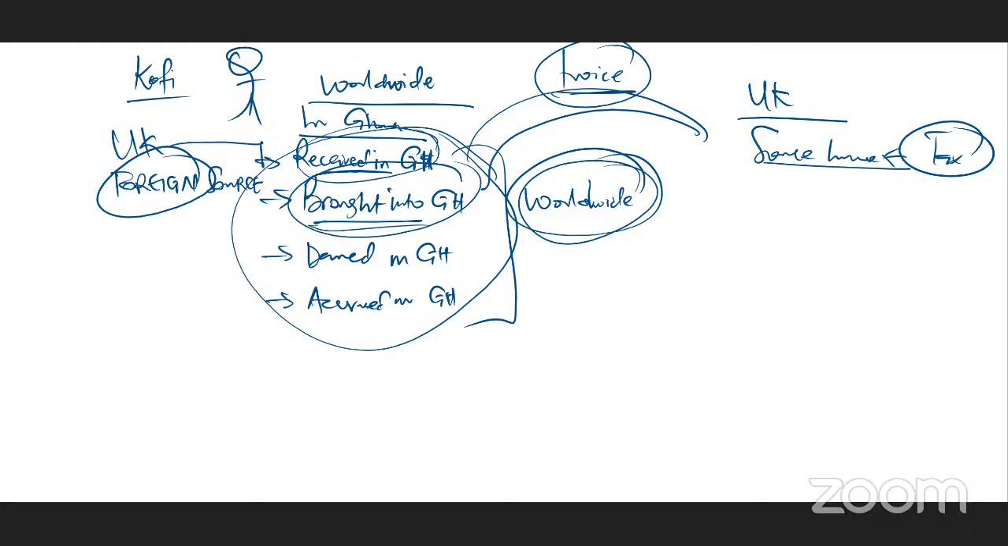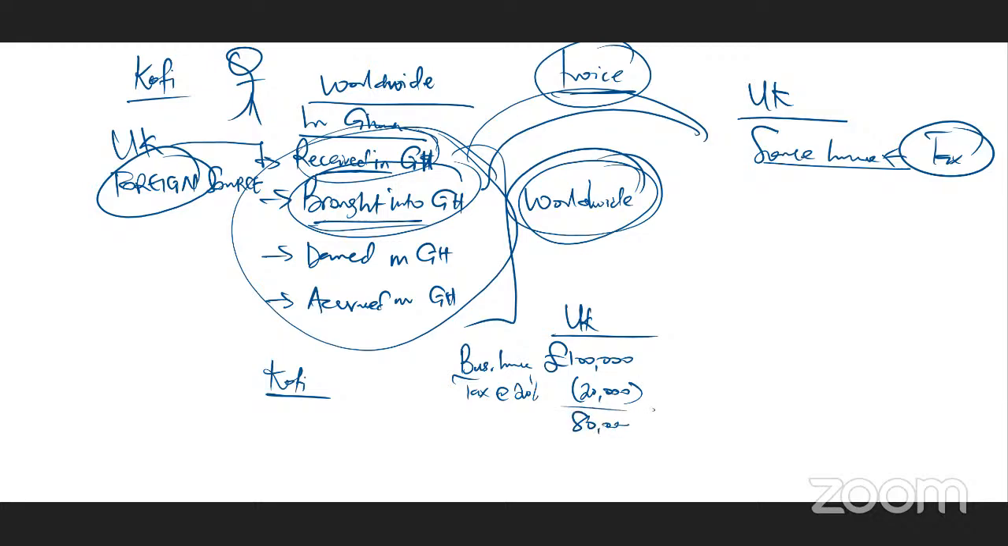Let's see. So this is Kofi. Let's look at the UK perspective. So in the UK, Kofi generated £100,000, right? So that's his business income he generated from the UK. Now, assuming he paid tax at 20%, right? So he would have paid tax of £20,000, right? So that means Kofi gets a net income or a net remittance of what? 80,000. Nice.